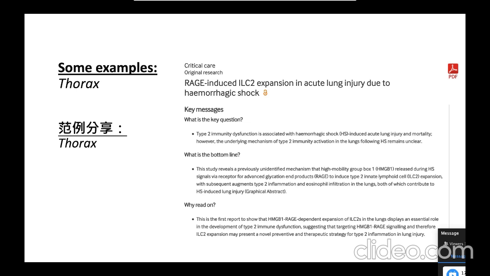Here's another example from a critical care journal called Thorax. It actually asks authors to put in the key messages at the top of the article. And this is a very useful approach for us as editors, for us as authors, to think about when putting together our pieces of writing. What's the key message? What's the key question? What's the bottom line? And here, why read on? Very important for readers and editors.